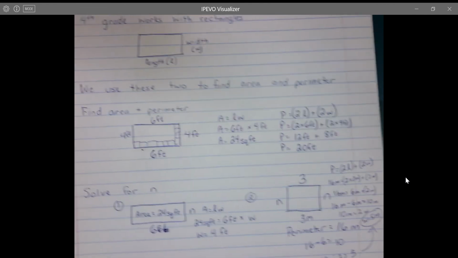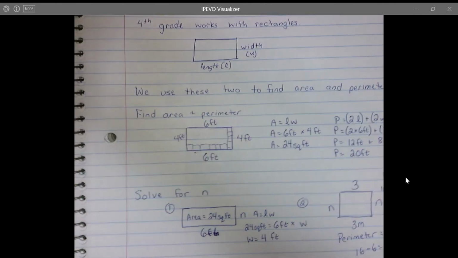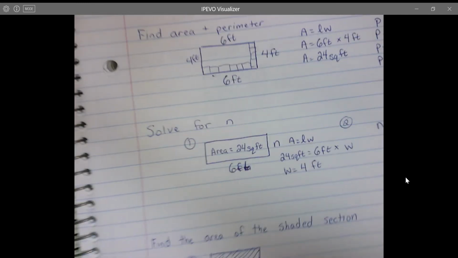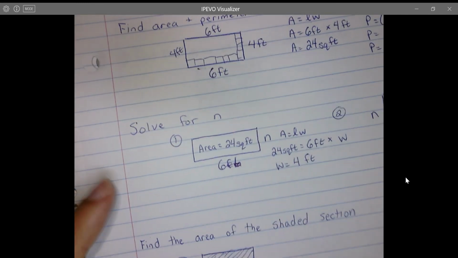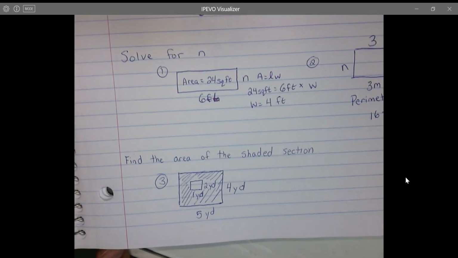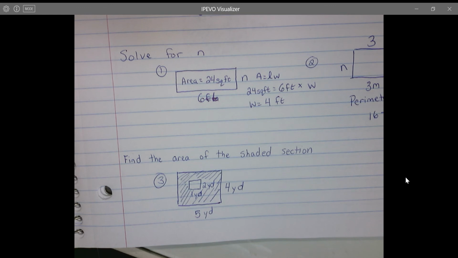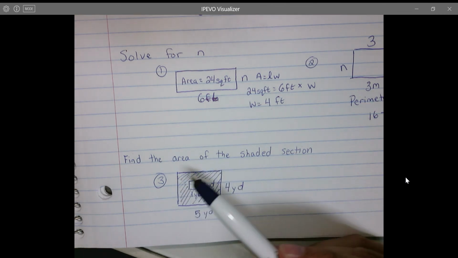And then the last problem that I have to show you guys today would be finding the area of a shaded section. So this is actually something that happens in real life. If I wanted to create a wood patio, but there's going to be a table in the middle, well, how much wood would I need, or if I was going to paint that wood, how much paint would I need? I'm not going to count that middle part, so that would be blank.